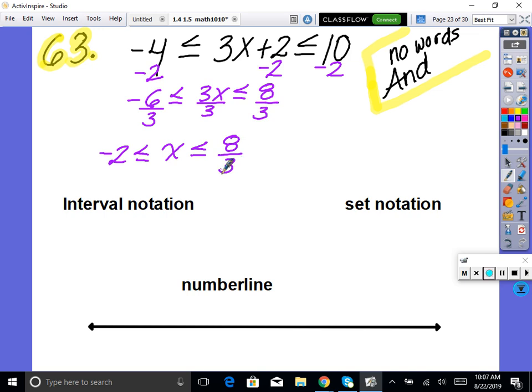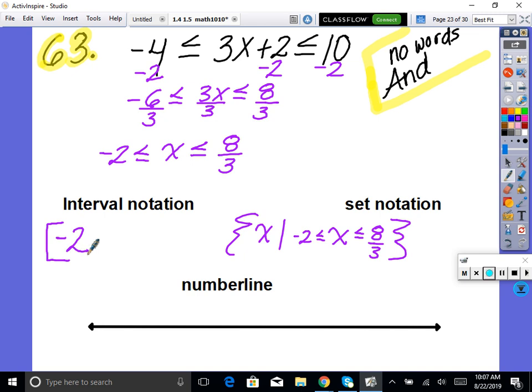Now look, do you see how it's already setting it up for us for our set notation, everyone? So we remember this says the set of x such that x is between -2 and 8/3. So let's go do interval notation. That literally says x value is between -2 and 8/3. So where did we start?